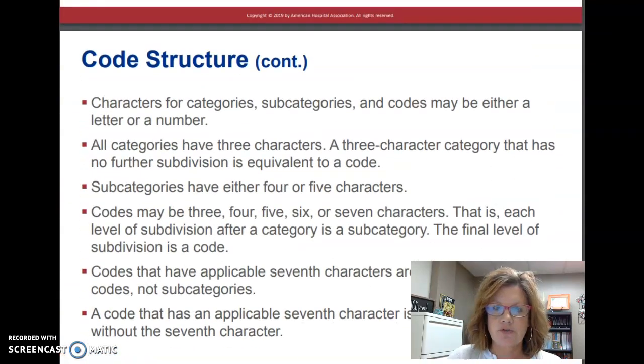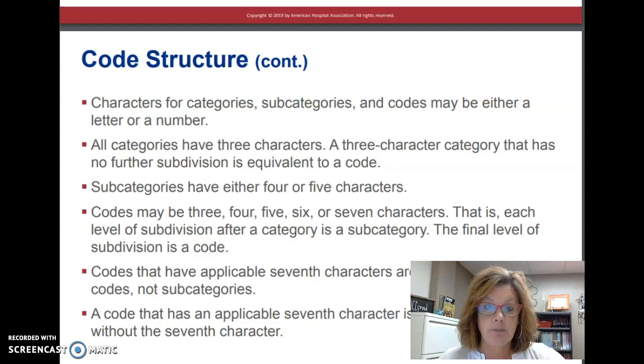Okay, code structures. So again, characters for categories, subcategories, and codes may either be letter or a number. All categories have 3 characters. A 3 character category that has no further subdivision is equivalent to a code. So again, like I said, if there is no more digits after those 3 letters, then that's a complete code. You always have to code out something until you can't code it any longer.